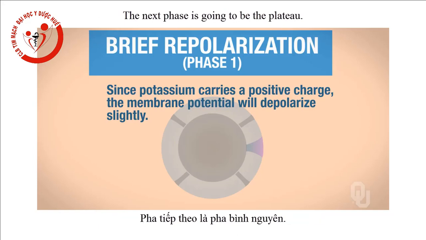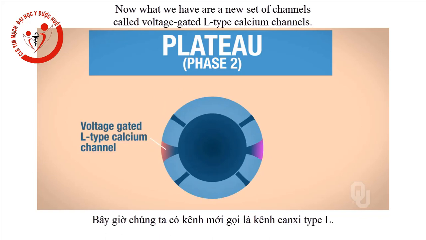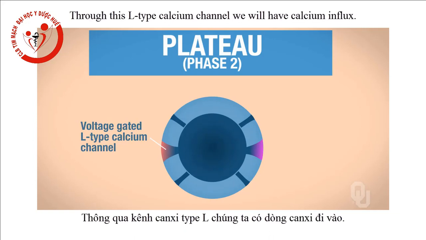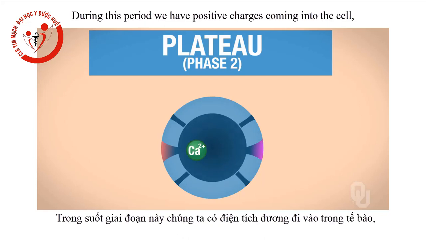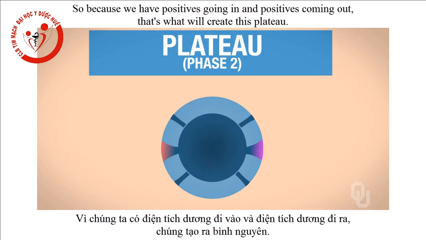The next phase is going to be the plateau. Now what we have are a new set of channels called voltage-gated L-type calcium channels. These are the same L-type channels like we had in the pacemaker. Through this L-type calcium channel, we will have calcium influx. During this period, we have positive charges coming into the cell, but we have positive charges going out of the cell as well via the voltage-gated potassium channels. So because we have positives going in and positives coming out, that's what will create this plateau.